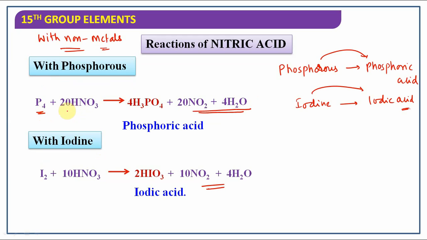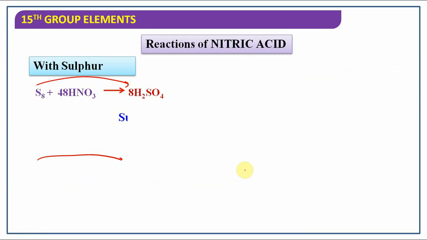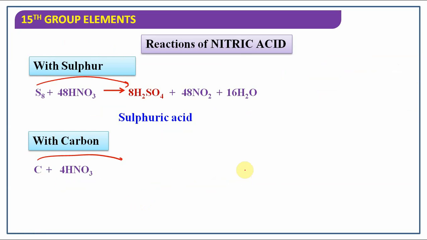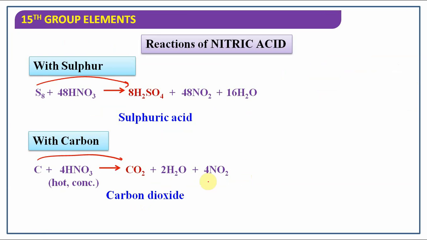Phosphorus P4 plus 20 moles of HNO3 gives phosphoric acid plus NO2 plus H2O. Nitrogen dioxide plus water are the common products in all of these reactions. So they will ask you in such a way: phosphorus can be converted into phosphoric acid. Iodine plus 10HNO3 gives HIO3. Iodine can be converted into iodic acid plus NO2 plus H2O. Right? Hope you understand the reactions. Similarly, sulfur can be converted into sulfuric acid plus NO2 plus H2O. Carbon plus hot concentrated HNO3 gives CO2 plus H2O plus NO2. Carbon can be oxidized to CO2.